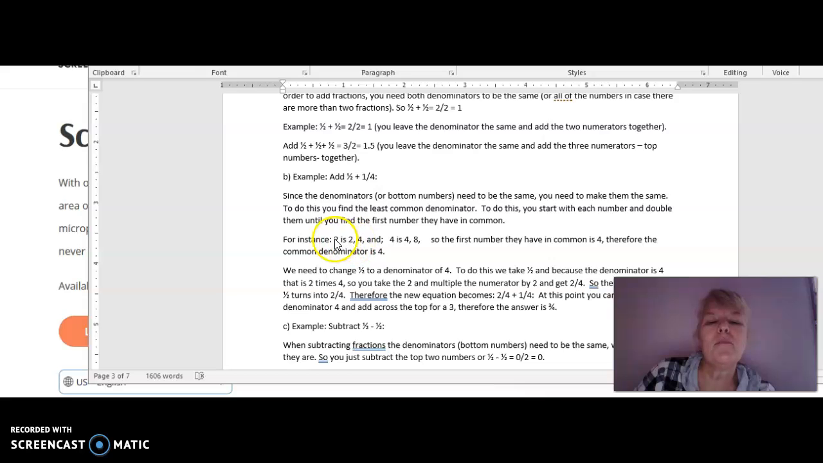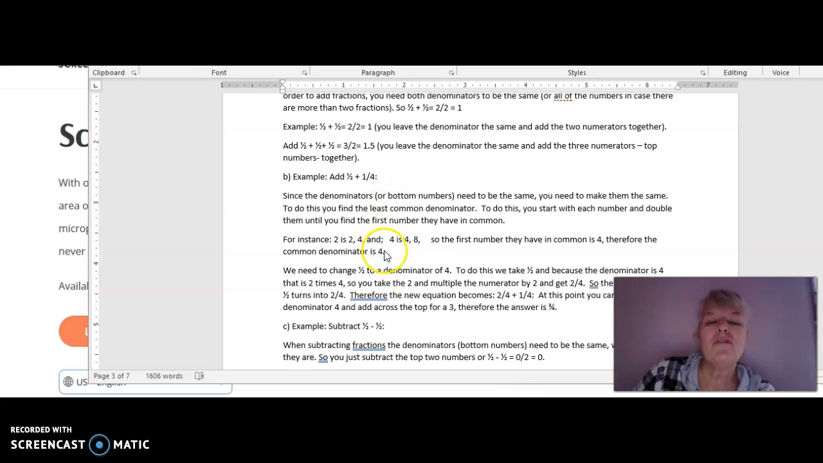So what we're going to do is we're going to start with the 2, and we're going to increase it by increments of itself. So in this case, we have a 2, and then we have a 4. There's no need to go any further because in this case, the other denominator is a 4. So we're going to take the 4, which is the other denominator, and we're going to increase it by increments of itself. So we've got 4 and 8. So the first number they have in common is 4. Therefore, the common denominator in this example is 4.